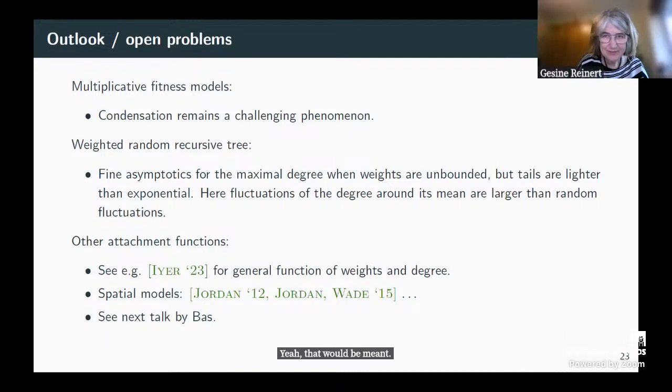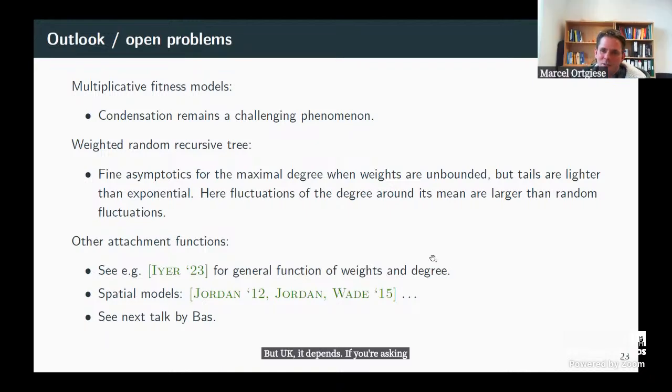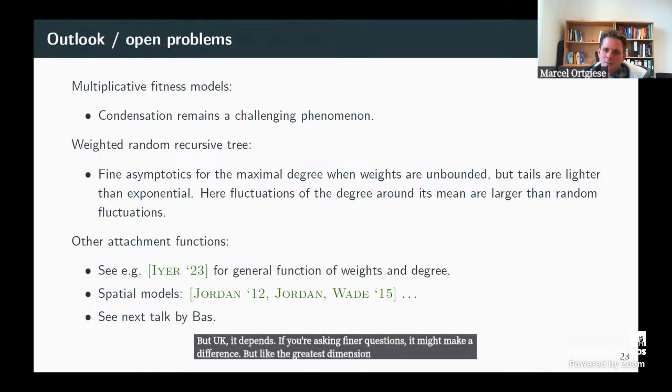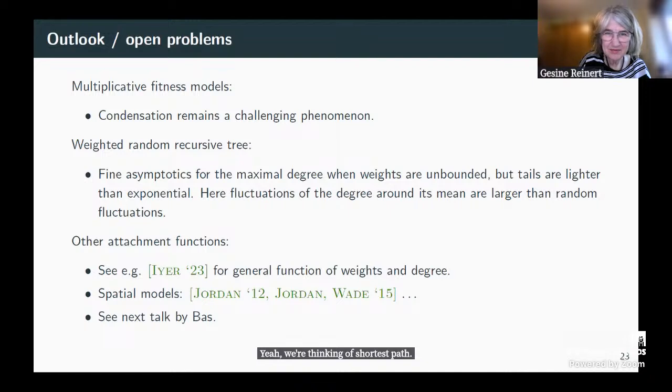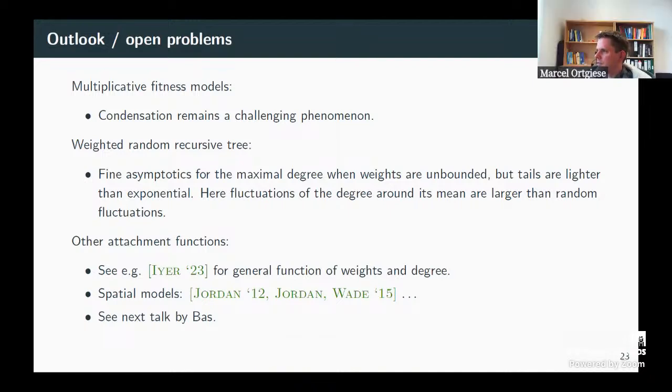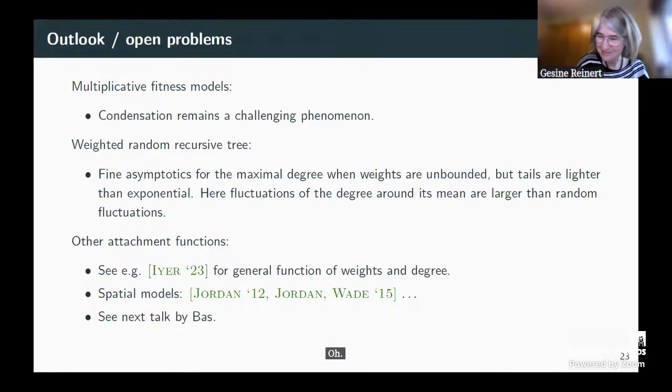But okay, it depends. If you're asking finer questions, it might make a difference. But degree distributions are super robust. Yeah, we're thinking of shortest path. I think some of this stuff is quite robust. The paper you mentioned, by Mertes, sort of tried to formulate things in a quite robust way. But yeah. Thanks.